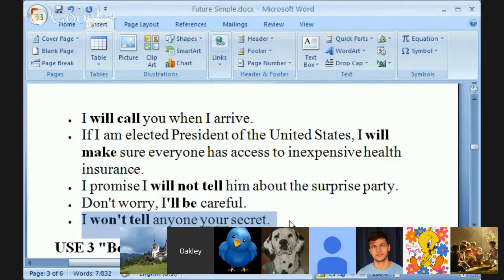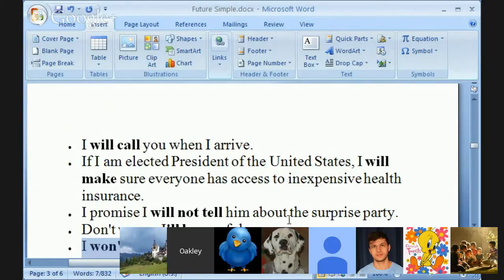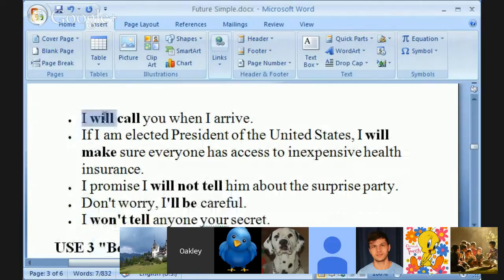So sometimes it's quite clear it's a promise, sometimes it's quite clear it's a voluntary action, but sometimes it's not. I will call when I arrive. I don't know, really, if it's a promise or you're just volunteering to do that. It doesn't really matter because it fits both criteria.